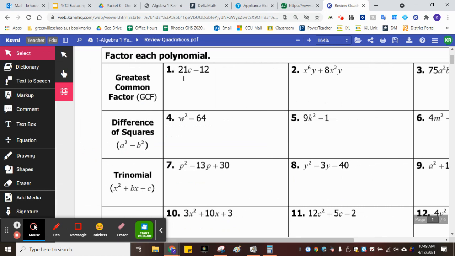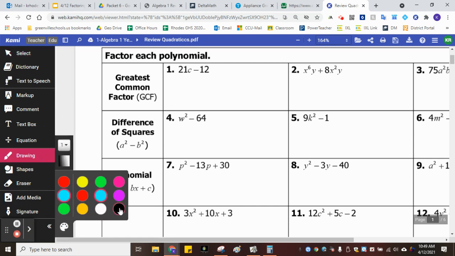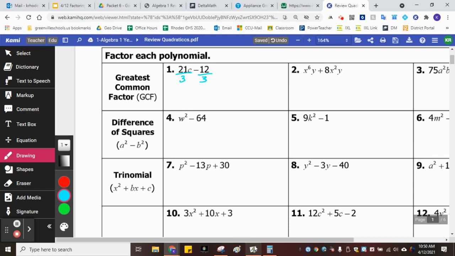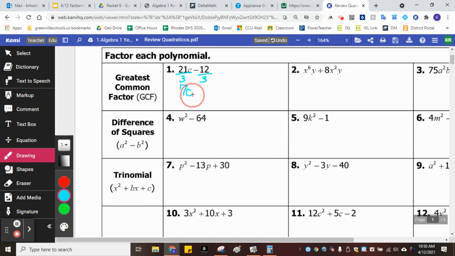When we're factoring by greatest common factor, you're dividing out. What we just found, our greatest common factor of 3, and then you just divide. 21 divided by 3 is 7. Write down your c. Negative 12 divided by 3 is negative 4. Put that in parentheses, and what you divided out, your greatest common factor, goes in front. So there's your answer.